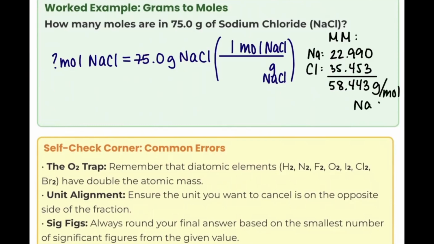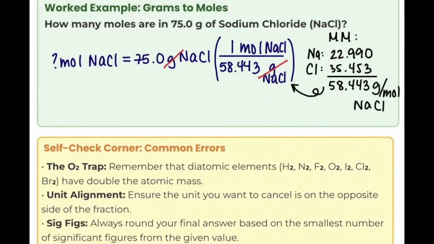So we're going to plug in the 58.443 grams of NaCl at the bottom, and then the 1 mole is left at the top. Again, why? Because we want to cancel out the grams. The grams go on the bottom in this case. Now we're going to plug it into our calculator.